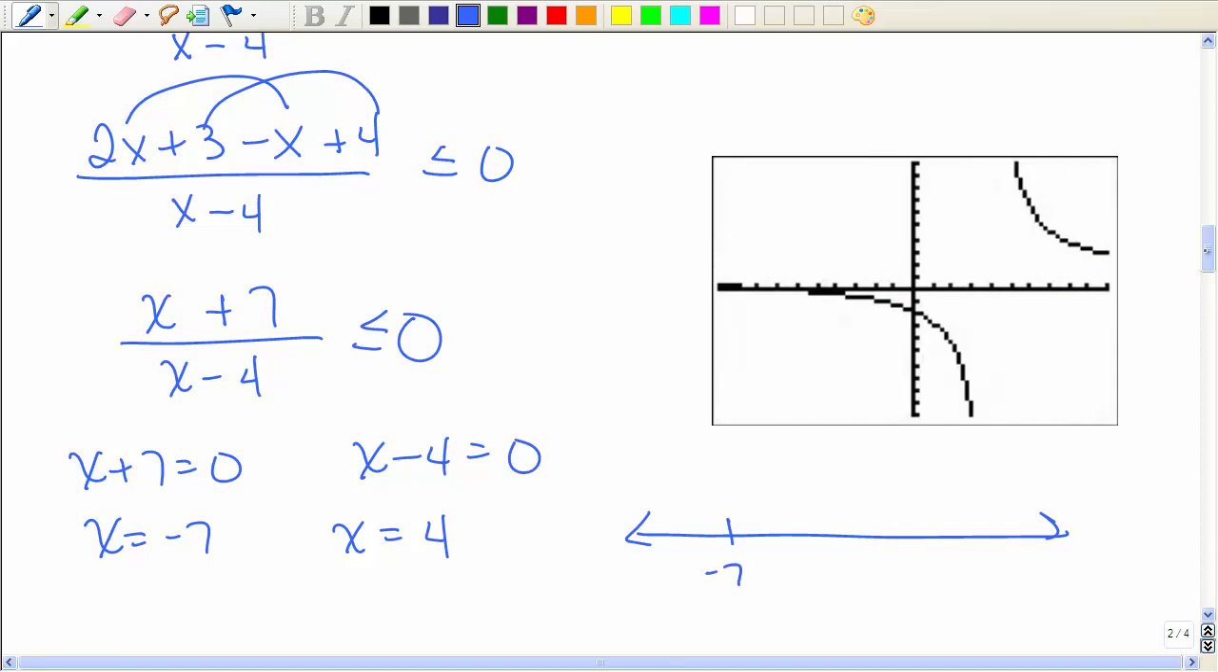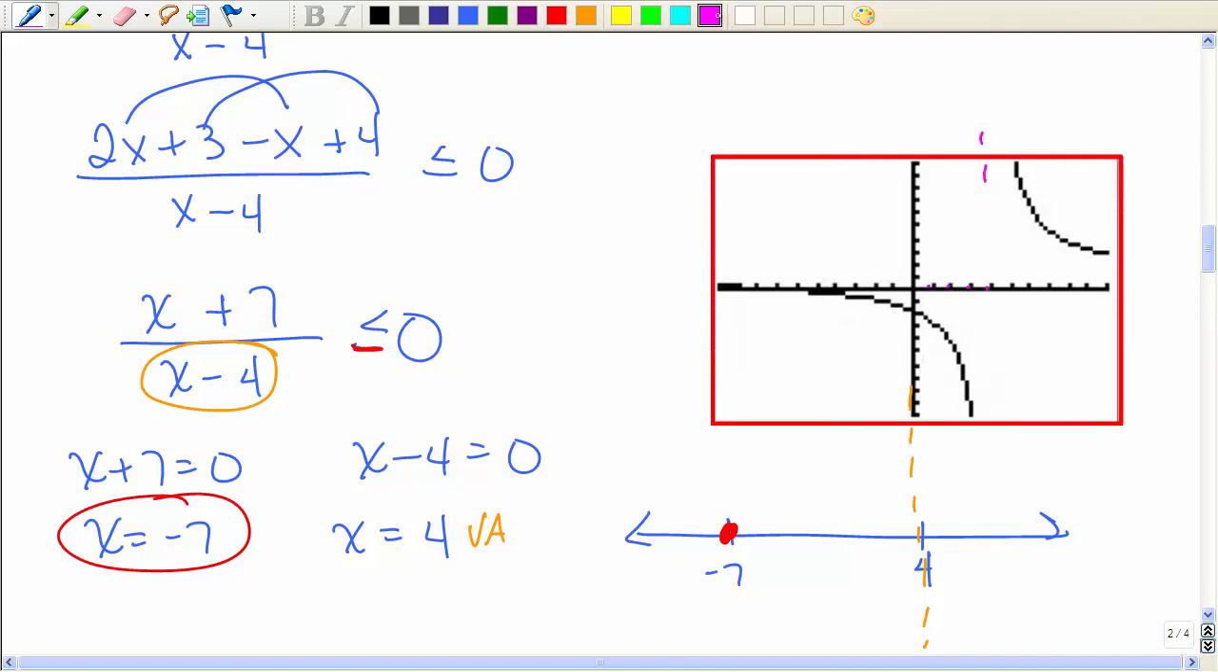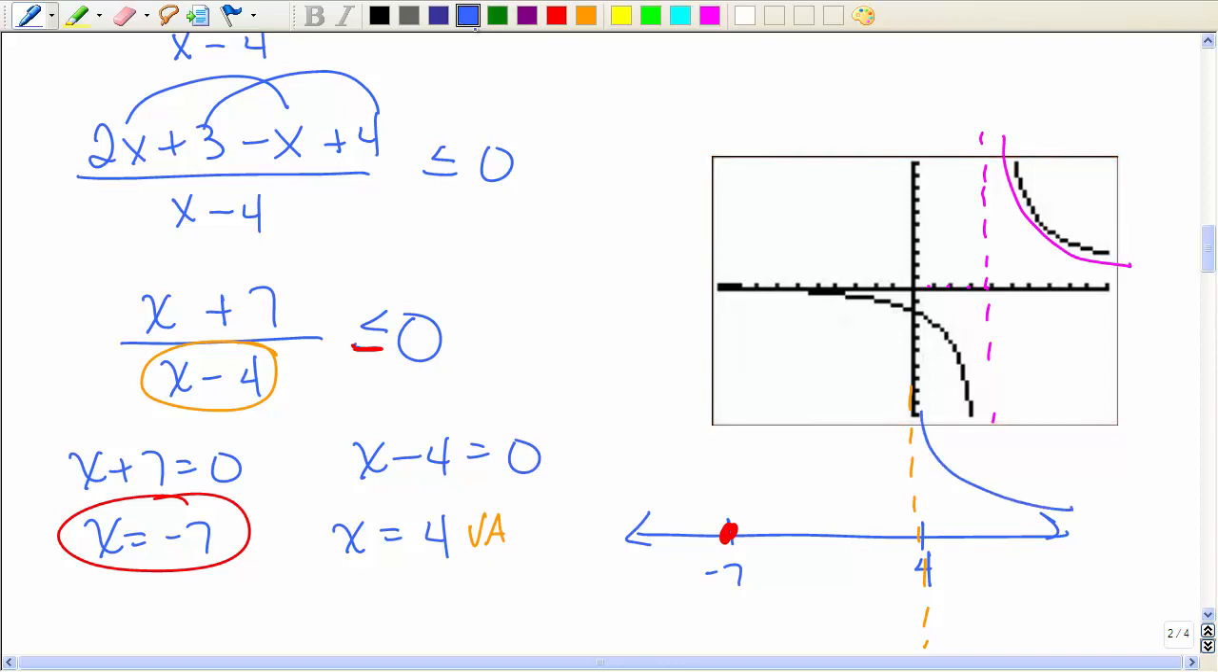Putting those on the number line in the correct order. Again, remembering this comes from the denominator, so that's my vertical asymptote. Right? And because this part is equal to, and that's my x-intercept, that's going to be a filled-in circle. Then I come up here and look at my graph, and sure enough, this looks like a vertical asymptote. So we have this part of the graph that's up here. Then the second part comes down close to the vertical asymptote, gets to -7, crosses at -7, and then goes above. We're not looking at how pretty the graph is, just whether that's the above or below part.